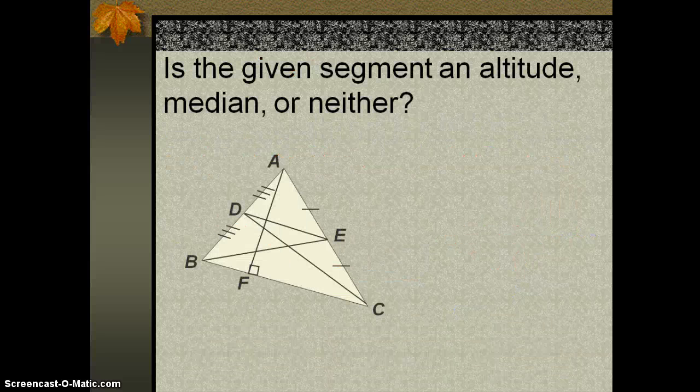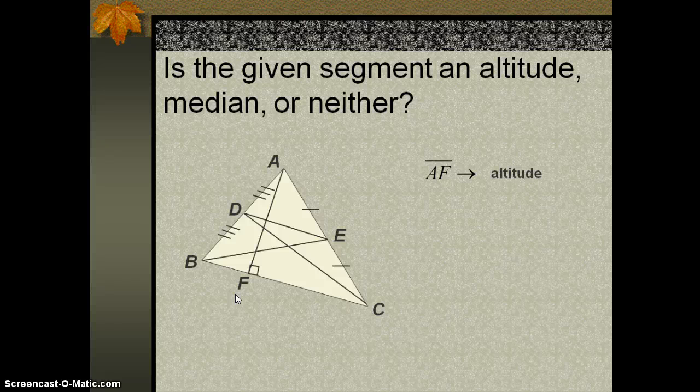Is the given segment an altitude, median, or neither? So in this triangle, we have a lot of different segments drawn. First, let's look at AF. AF is going from a vertex and is perpendicular to the opposite side. That means that it's an altitude. BE. BE is going from a vertex to the midpoint of the opposite side. That means that it is a median.